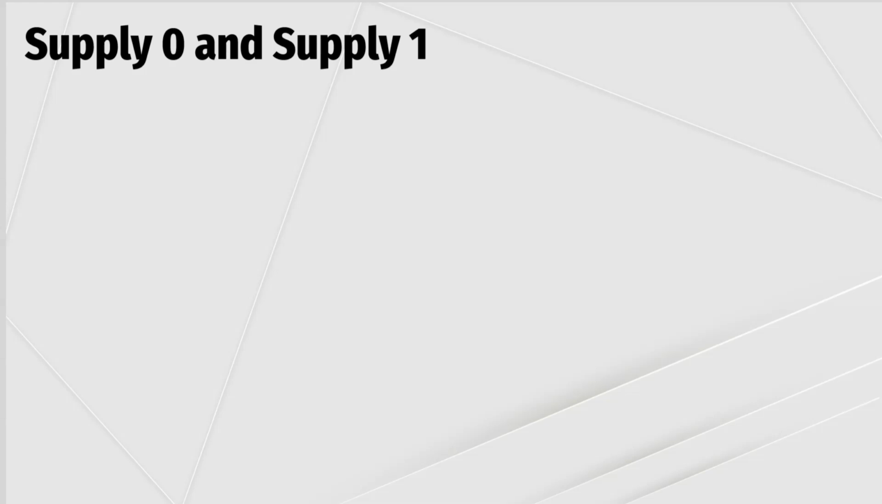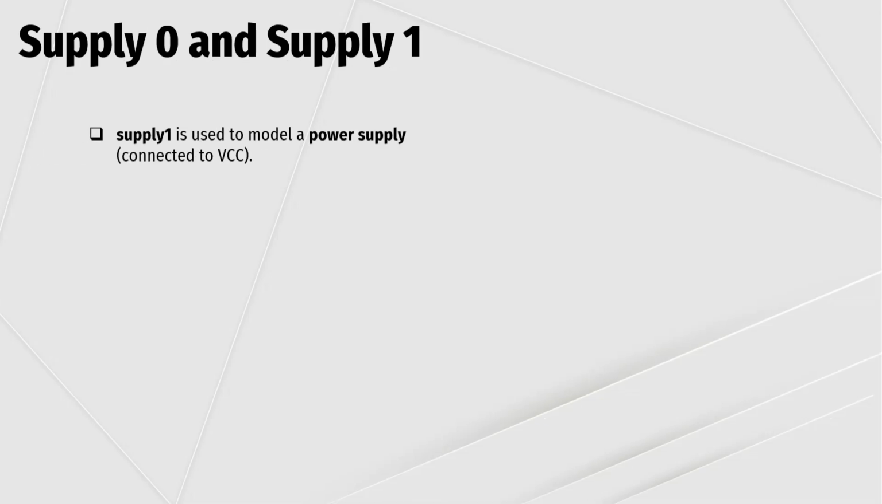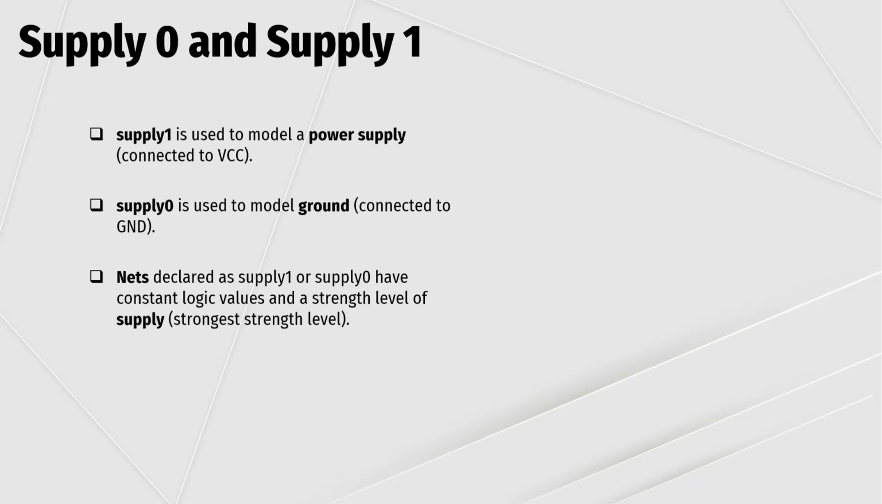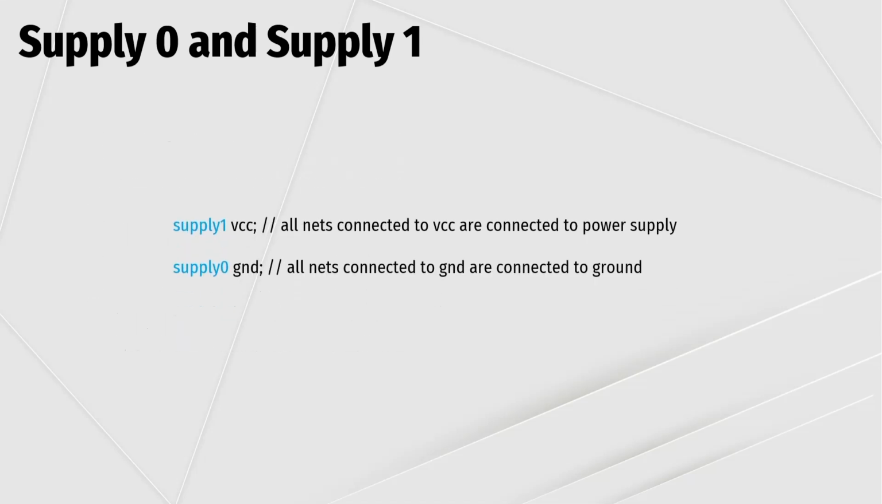Next, we have the supply0 and supply1 keywords. The supply1 keyword is used to model a power supply, typically connected to VCC. The supply0 keyword is used to model ground, typically connected to GND. Nets declared as supply1 or supply0 have constant logic values and the strongest strength level, supply. Here is an example of supply0 and supply1 implementation. We declare supply1 for VCC, indicating that all nets connected to VCC are connected to the power supply. Similarly, we declare supply0 for GND, indicating that all nets connected to GND are connected to ground.